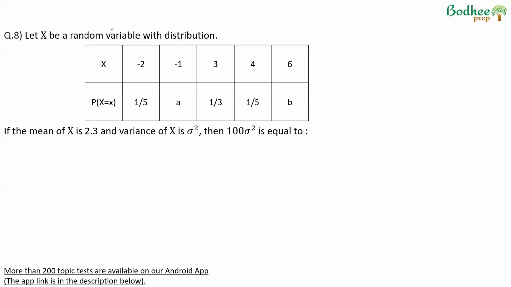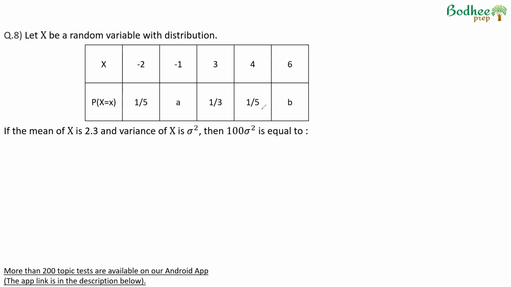Let x be a random variable with distribution: x equals minus 2, probability is 1 by 5; x equals minus 1, probability is a; x is equal to 3, probability is 1 by 3; x is equal to 4, probability is 1 by 5; x is equal to 6, probability is b. If the mean of x is 2.3 and variance of x is lambda square, you have to find 100 into variance.